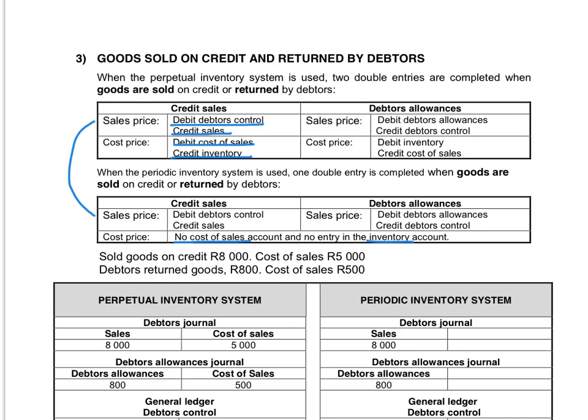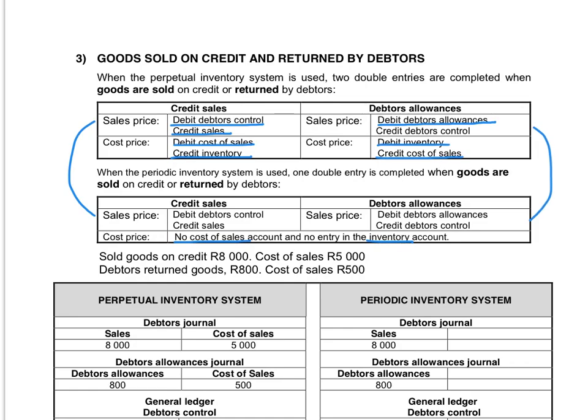In the debtors allowances, when the goods are returned, you will debit debtors allowances to decrease the income and the profits, and you will credit the debtors control account to decrease the asset. In the periodic system, you will complete that same entry, debiting the debtors allowances and crediting debtors control, but in the perpetual system, you will have a second entry for the cost price where the inventory is returned, so inventory increases on the debit side, and you credit cost of sales to decrease the expense.